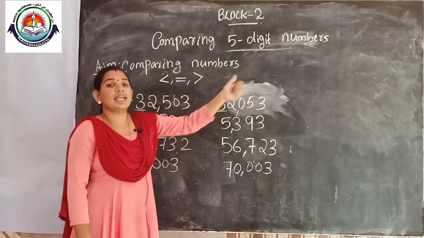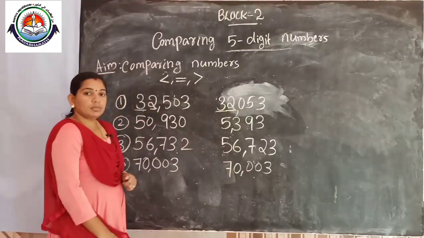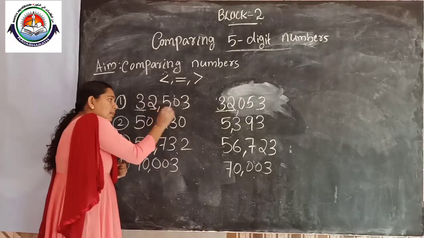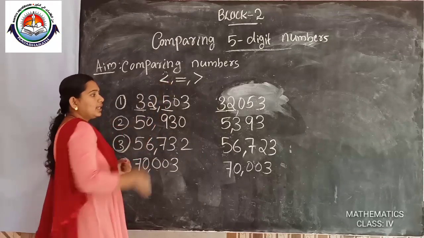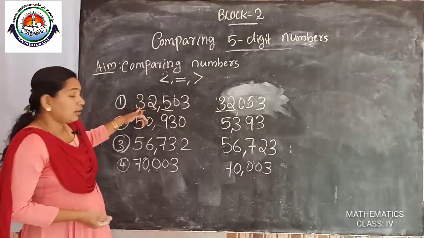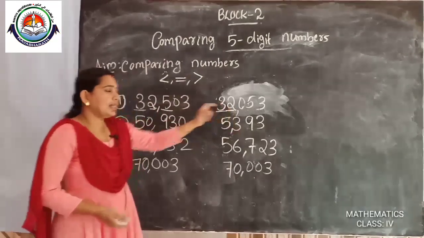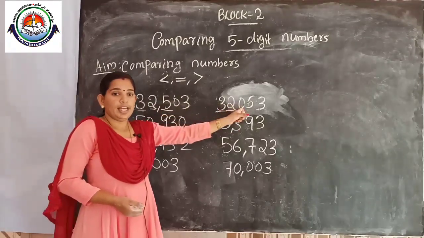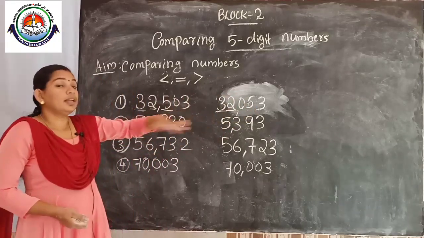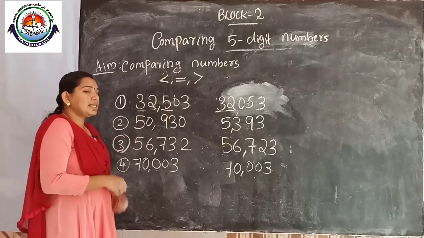Then we will check the second number. Second number 2. Here also 2. Second number also same. Then we will check the third number. Here 5. Here 0. Here the left side first number is equal, second number also equal, then third numbers are different. Here 5, here 0. In this case 5 or 0, which is greater? 5. So which number is greater?